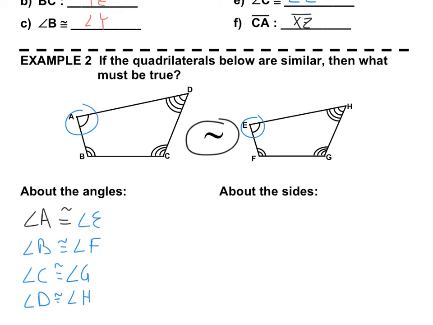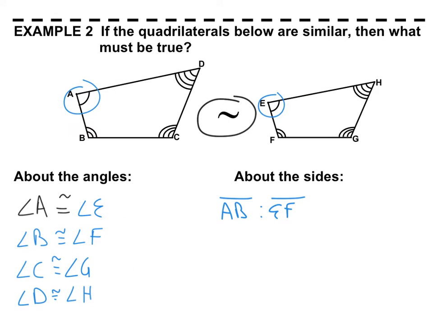Now let's talk about the sides. You can kind of start from wherever you want. I'm going to go in alphabetical order. I start off with segment AB. And when we say things are corresponding, let's use these dots right here. That's going to be corresponding to side EF. And notice that the congruent angles surround that side.